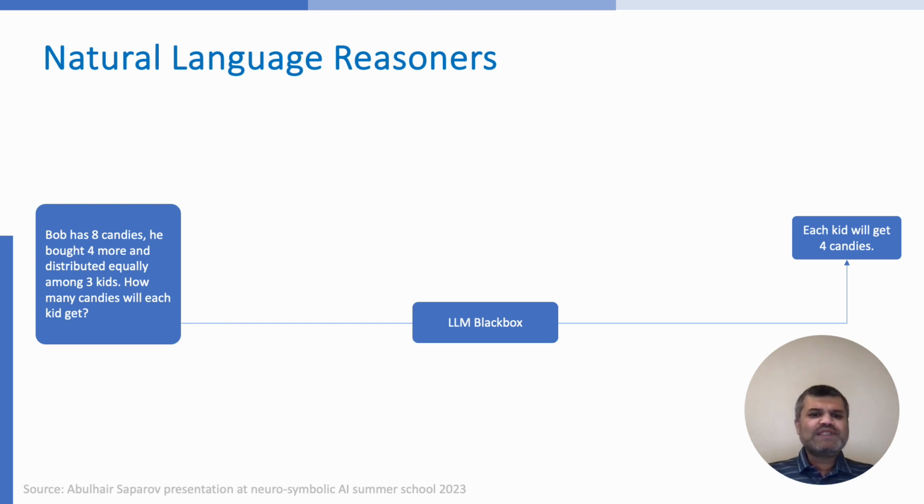Let me talk about what's the difference between reasoning versus treating large language models as a black box. For example, if you ask this question, Bob has 8 candies, he bought 4 more and distributed equally among 3 kids. How many candies will each kid get? If we just ask it to a large language model, and if it does not make a mistake, it will tell each kid will get 4 candies. We might be happy with this answer, but we would like to know how the model reached this answer. That is reasoning. So we want the steps.